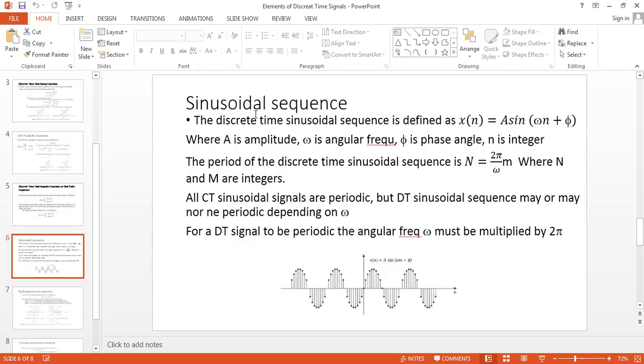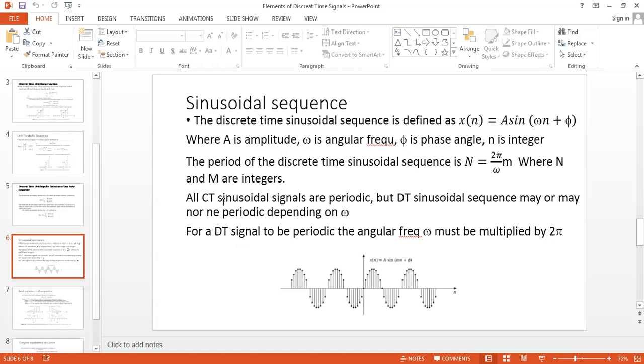The next signal is the sinusoidal signal. The discrete sinusoidal sequence is given as x of n equals A sine of omega n plus phi, where A is the amplitude, omega is the angular frequency, phi is the phase angle, and n is an integer. The period of the discrete time sinusoidal sequence is N equal to 2 pi m by omega, where N and m are integers.